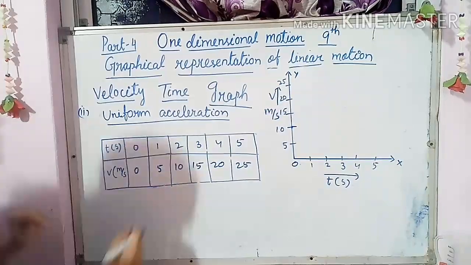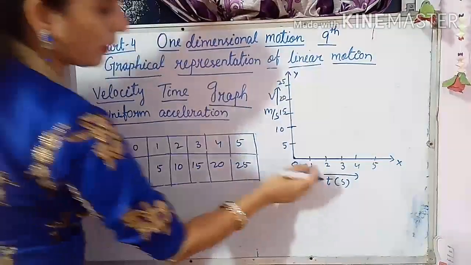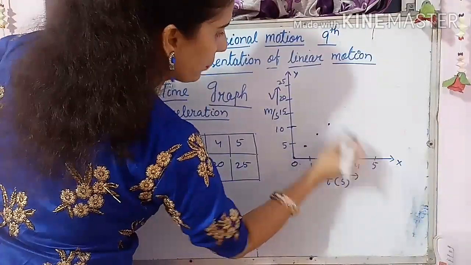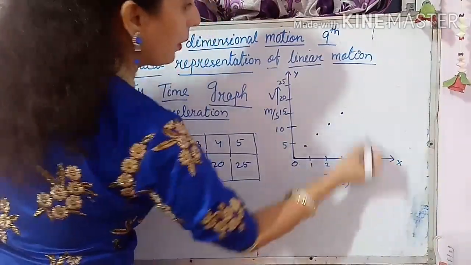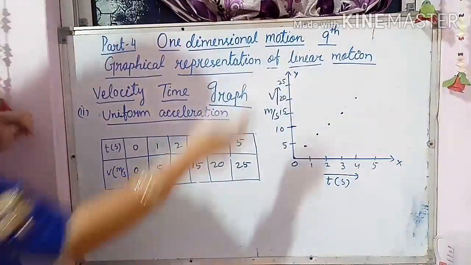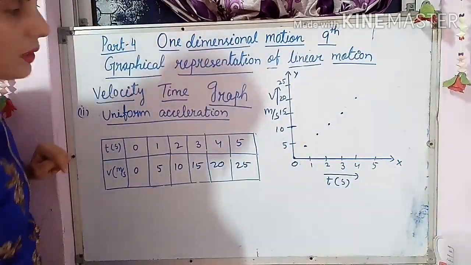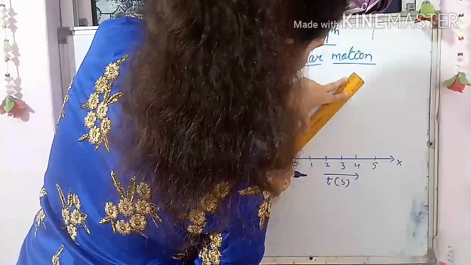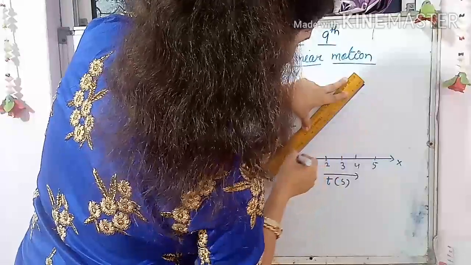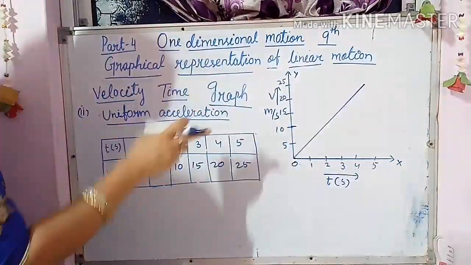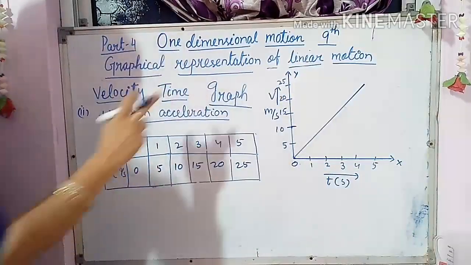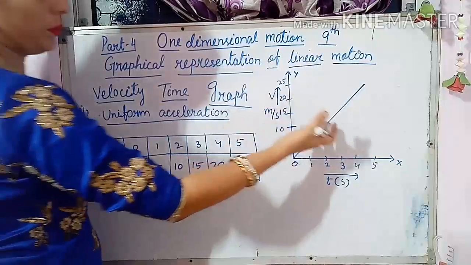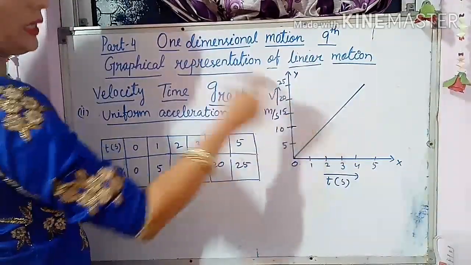Now draw the graph. At 0 it is 0, at 1 it is 5, at 2 it is 10, at 3 it is 15, at 4 it is 20, at 5 it is 25. Like this it will go. Now see the shape of the graph. I want to draw this one. See how. So it will turn out like this. That time also you got this type of graph, but here, due to the parameters, the definition is changing, the value is changing.